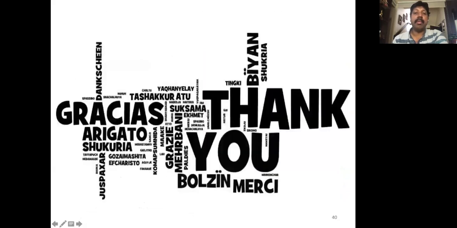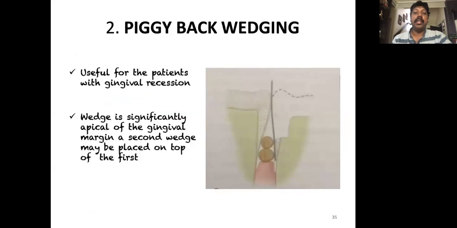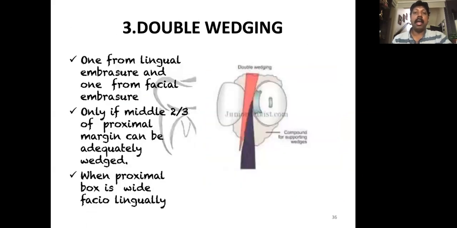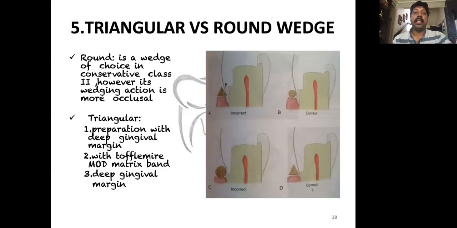Modified, there is anatomic wedges. So this is understood about the wedging techniques. Single wedge, piggyback wedge, wedge on wedge, one ऊपर one नीचे. Double wedging, one on the buccal side, one on the lingual side. Wedge wedging, one on the नीचे, one other wedge is perpendicular to, that is wedge wedging. There are 4 types of wedging techniques.